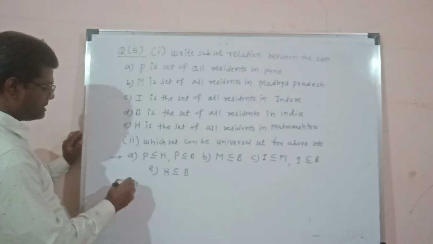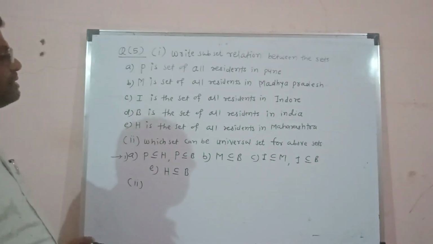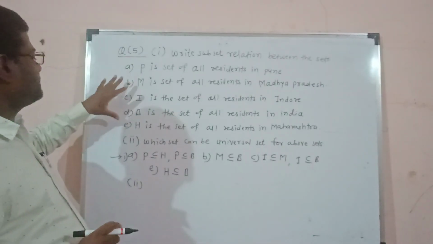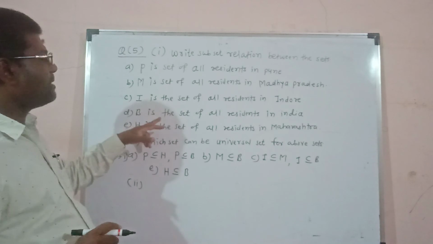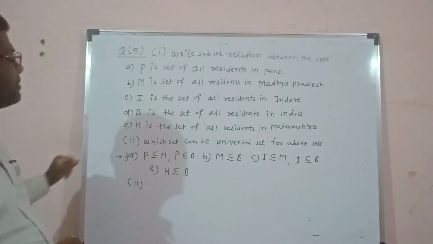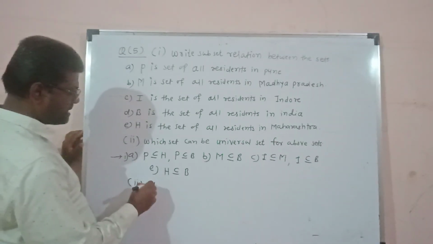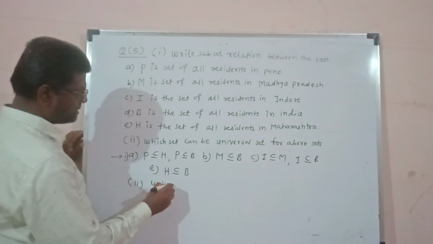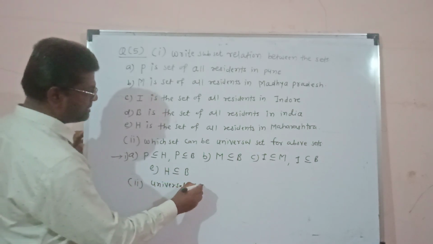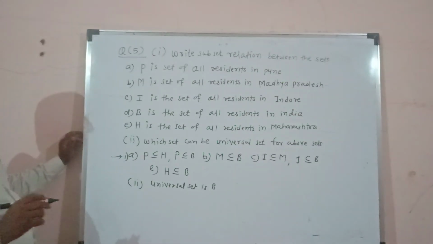Now, question number 2. Which set can be the universal set for the above sets? All the above sets are subsets of residents in India. Therefore, we can consider B as the universal set. The answer is: the universal set is B.